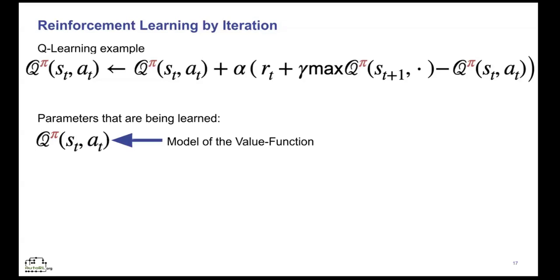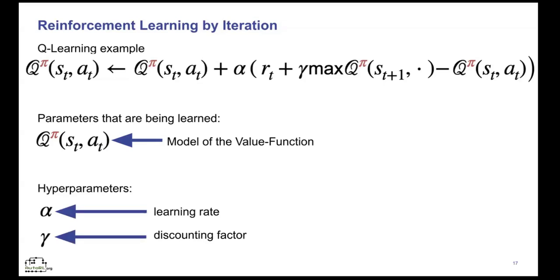So that being said, in our iterative problem here, the parameters that are being learned are the models of the value function, right? Typically, the weights of a neural network. And the hyperparameters are the learning rate and the discounting factor. In full Q-learning, there are also other hyperparameters involved, but just for the example that we're looking at here now, you don't need to know all the other hyperparameters.